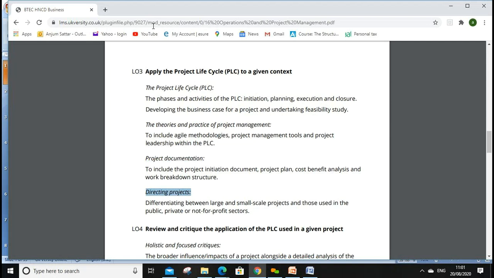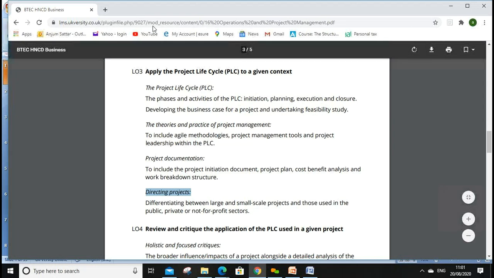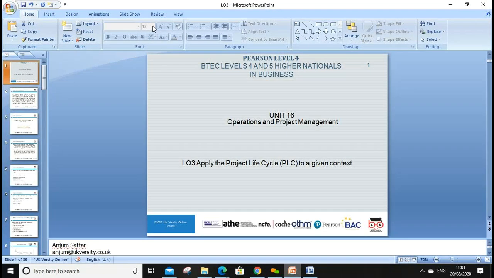Directing projects, differentiating between large scale projects and small scale projects, profit and non-profit organizations. So that's what we need to focus on in our discussion. That will all be today's lesson. The further link will be in LO4 as well. So any point here we can further link to LO4 as well. So we'll start.